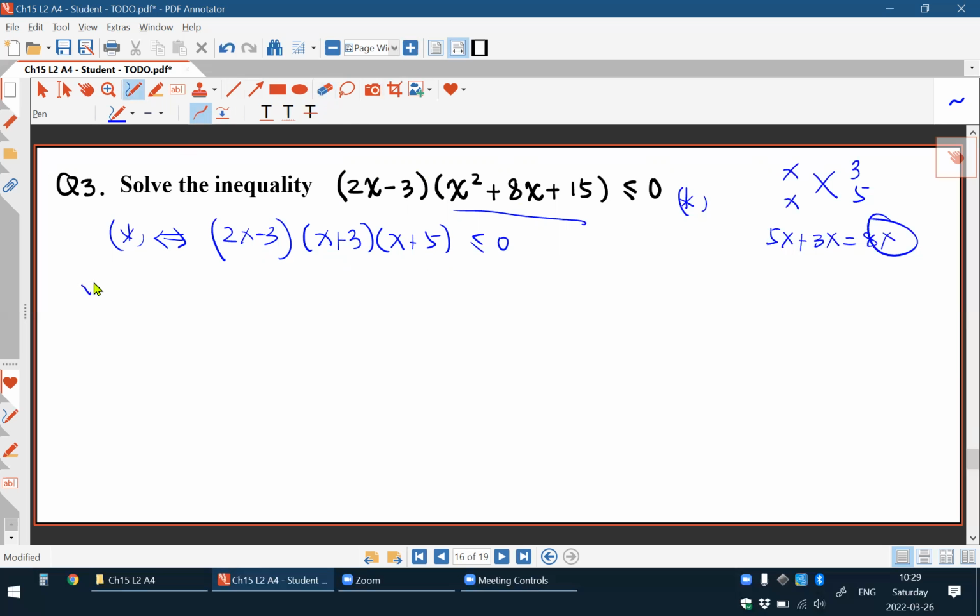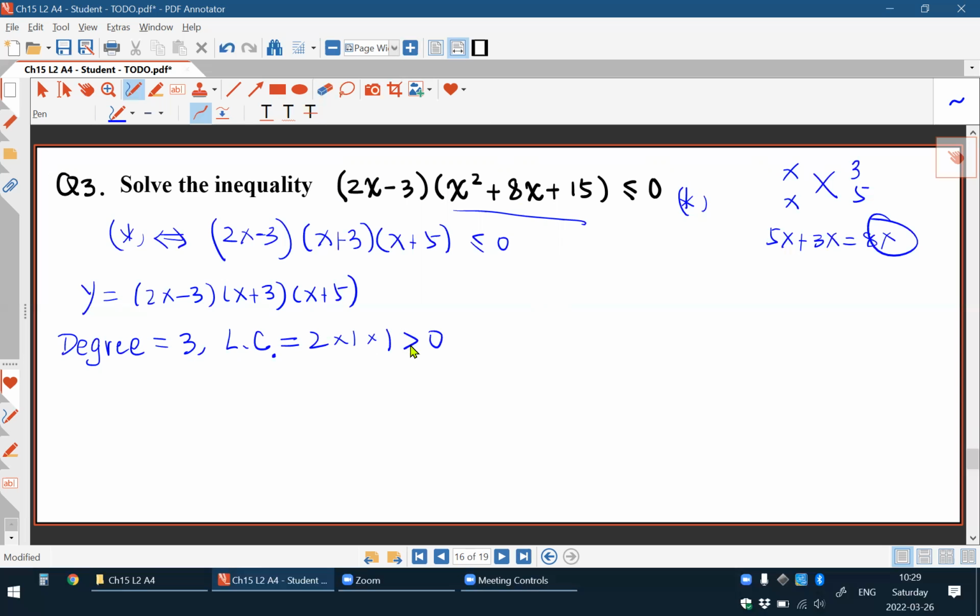Let's mark it with y equals (2x minus 3)(x plus 3)(x plus 5). Okay, then we consider this function. First of all, the degree. So what is the degree here? 1 plus 1 plus 1 is just 3, right? Okay, how about the leading coefficient? 2 times 1 times 1, which is greater than 0, right?